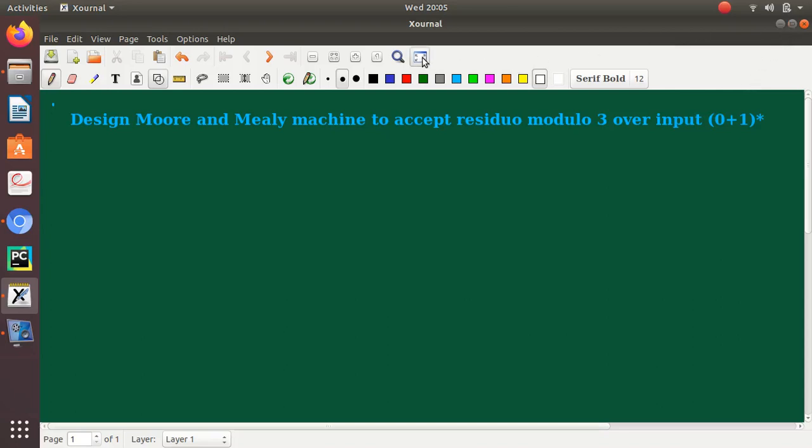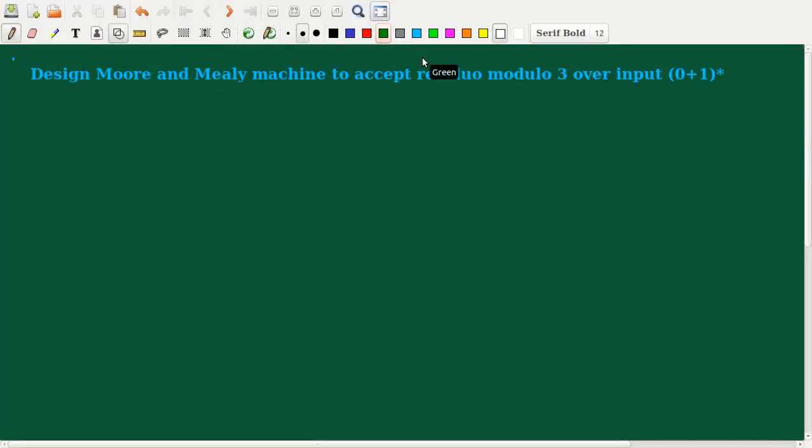In this video, we will see how to design a Moore machine and Mealy machine to accept a residue modulo 3 over input (0+1)*, where (0+1)* means a string consisting of any combination of zeros and ones, 0 and 1.